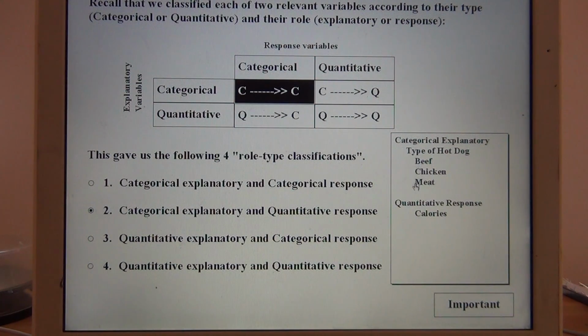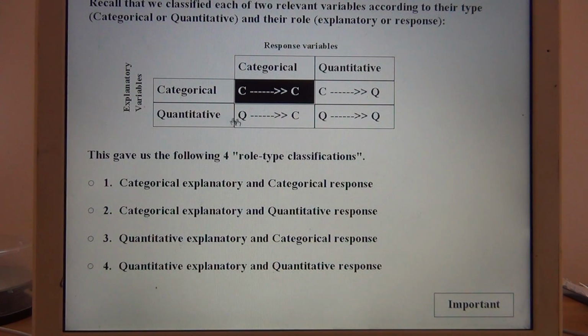And those are categorical. What the research is implying is that the type of hot dog will affect the caloric content. Well, this is the explanatory variable, and that's categorical. But the caloric content is a quantitative variable, and that's the response variable. So that's what a piece of research might look like if it had a categorical explanatory variable and a quantitative response variable.